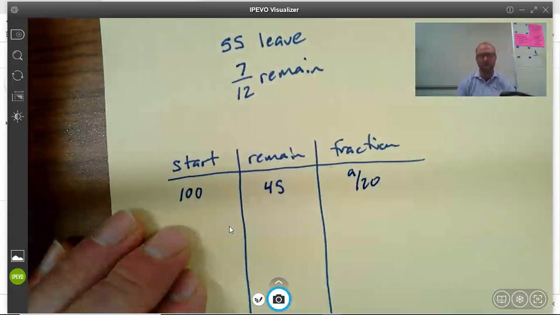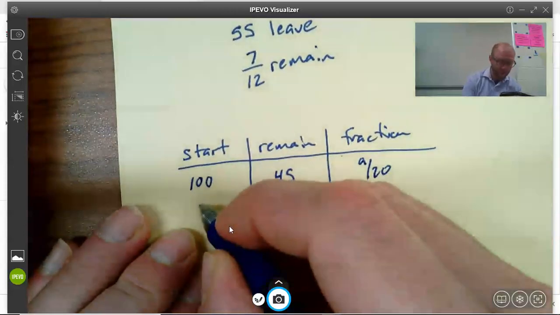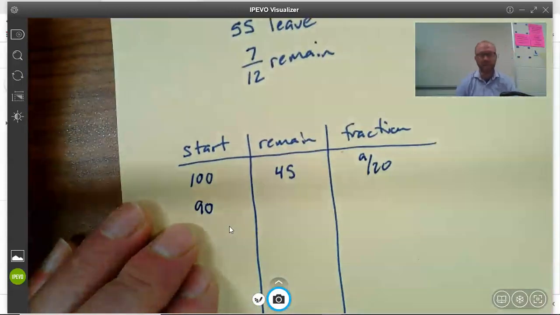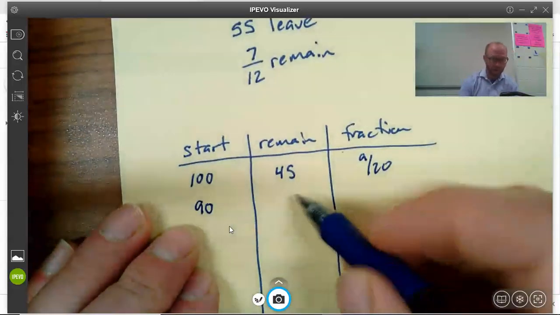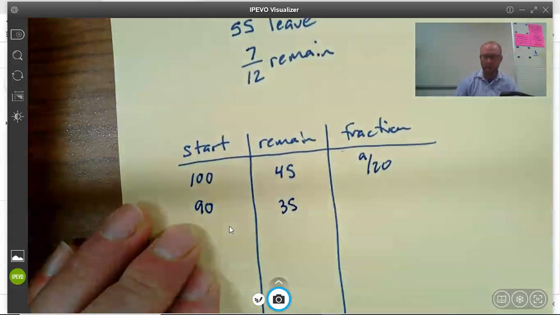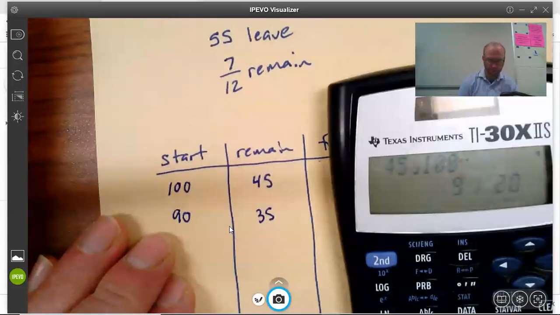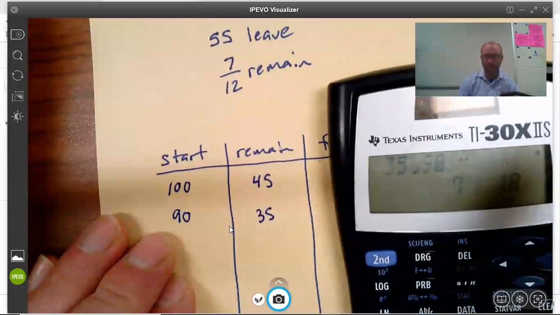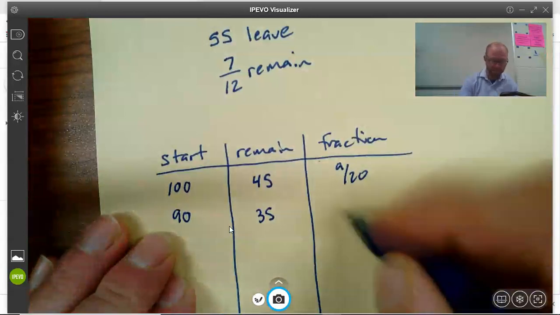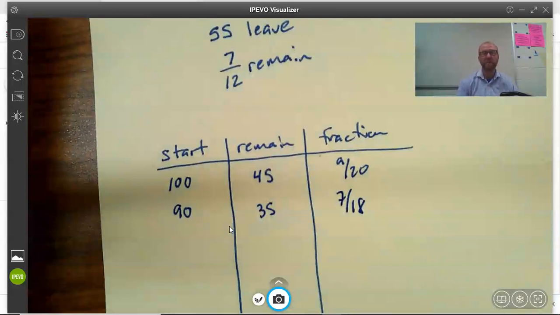9/20ths. Well, not 7/12ths. Let's try fewer people. Let's say we started with 90 people. If 55 leave, that's 35 remaining. So what is 35 out of 90? That would leave 7/18ths.